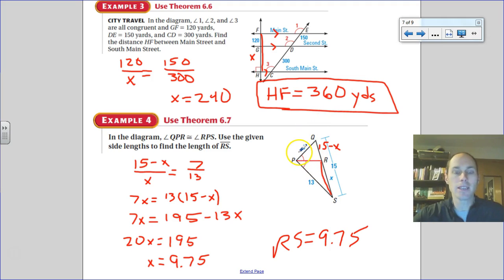The bottom one is that angle bisector, splitting angle QPS into two equal parts. So QR to RS in the same way that QP is proportional to PS. So here's my proportion with that. Cross products, so 7x equals 13 times the quantity 15 minus x. I distribute: 195 minus 13x, add 13x to both sides. 20x is 195, divide both sides by 20, and I get x equals 9.75. X was the length for RS, so RS is 9.75.